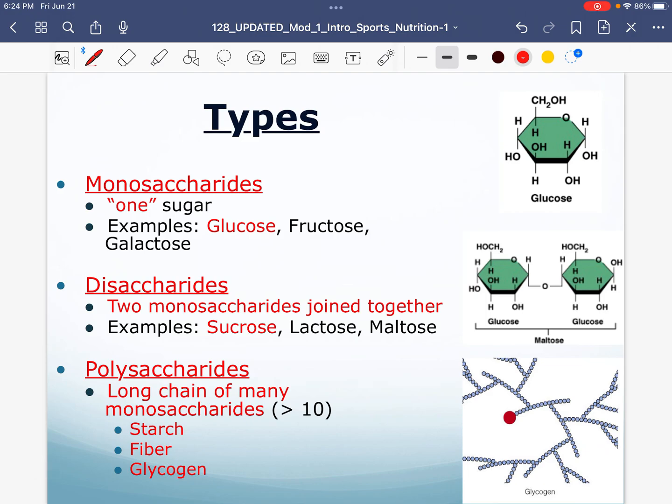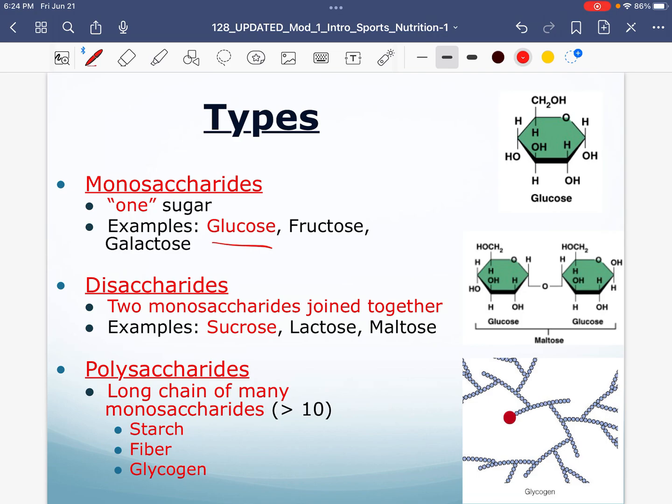A monosaccharide is 1 sugar. Please know an example, glucose. We're going to be talking a lot about glucose. Glucose is the simple sugar. It's the monosaccharide that circulates in our bloodstream. Primary fuel for our cells.